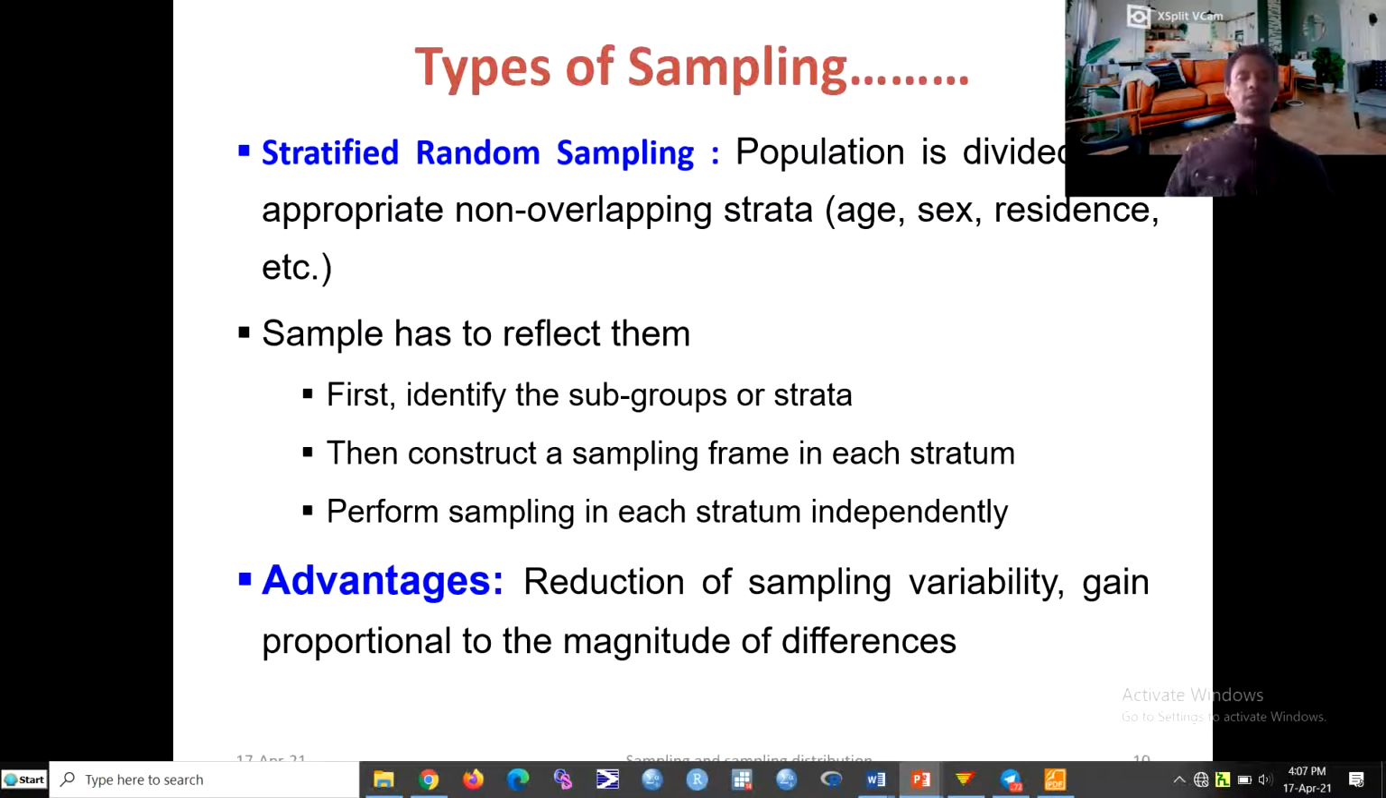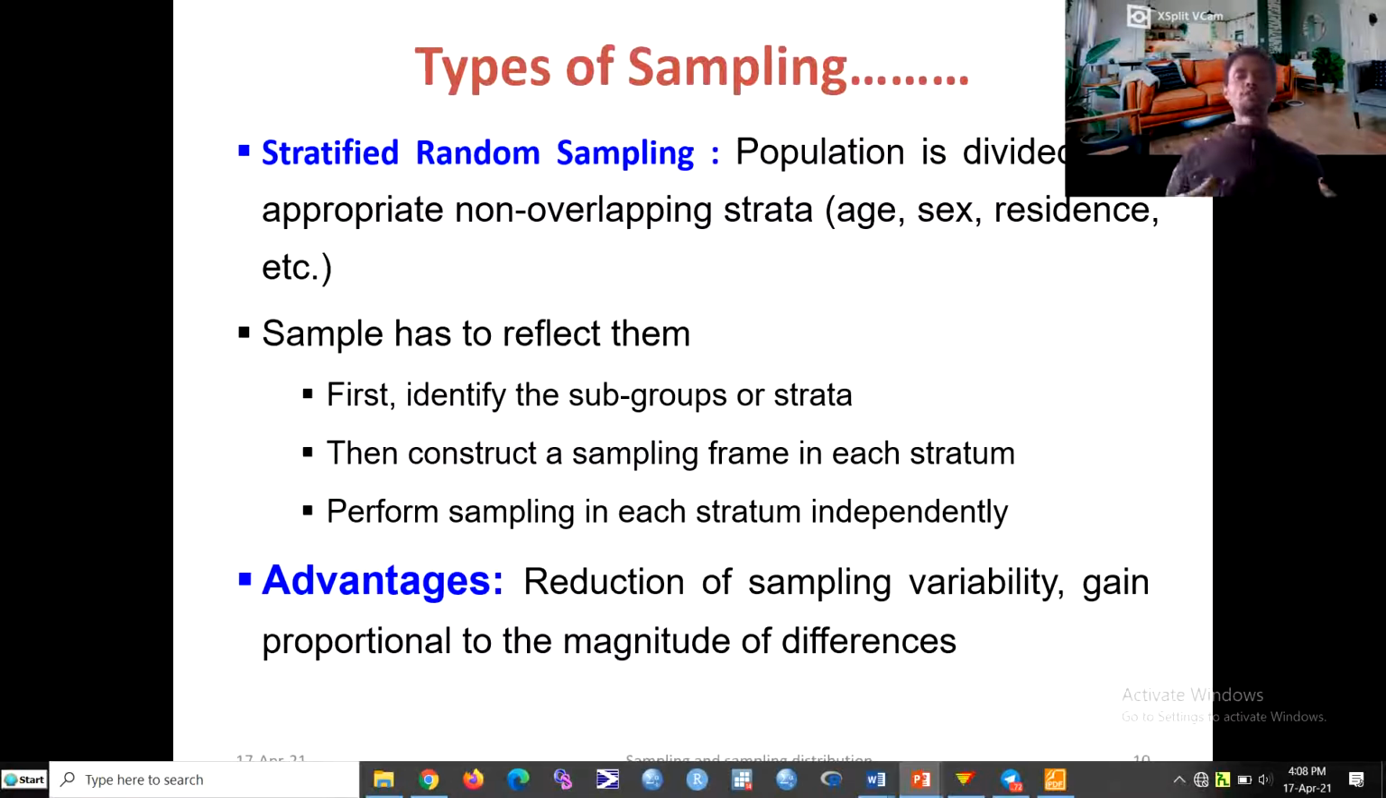Yes, so first I have to identify the subgroups or strata, then construct a sampling frame in each stratum. Strata is the plural and stratum is the singular here. Then the sampling will be performed in every stratum independently. Yes, I have to have a sampling frame in every stratum independently, and I have to take a sample from each stratum.